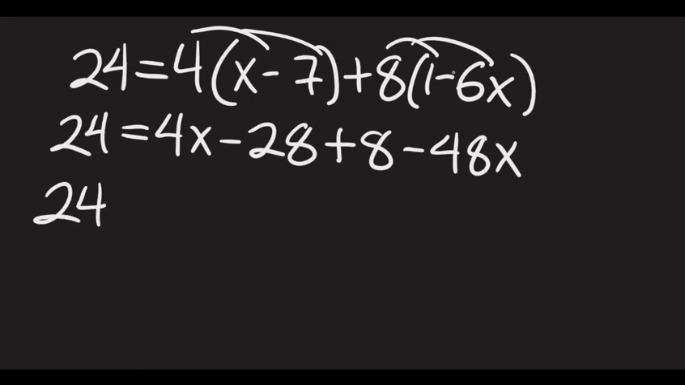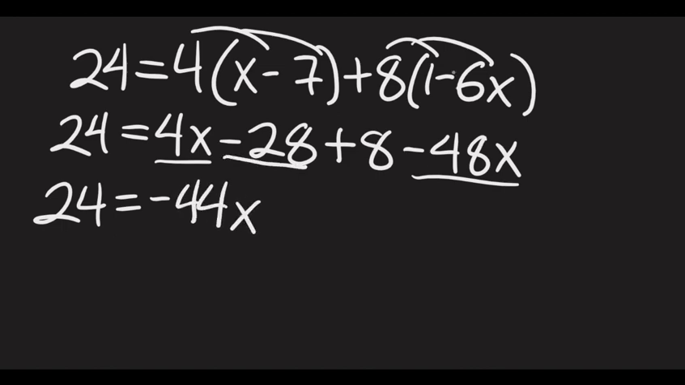Next, we're going to combine the like terms together. On the left side, we still have 24. We can combine 4x and negative 48x. That will give us negative 44x. And then negative 28 plus 8 is negative 20.